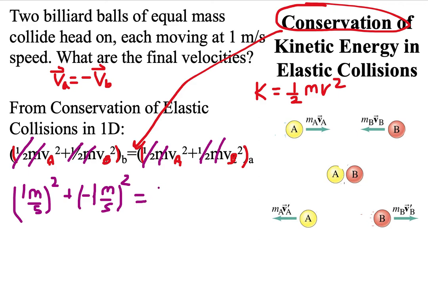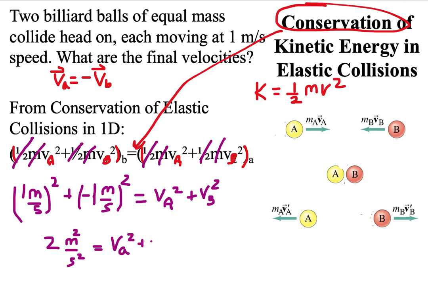Now we don't know VA squared or VB squared, but we can get a relationship relating VA and VB from the same problem. So we add 1 meter per second squared plus 1 meter per second squared, which is going to equal 1 plus 1, which is 2. So 1 squared is 1, plus minus 1 squared is 1, that's 2. M squared is meter squared, and S squared is second squared. And that is equal to VA squared plus VB squared.